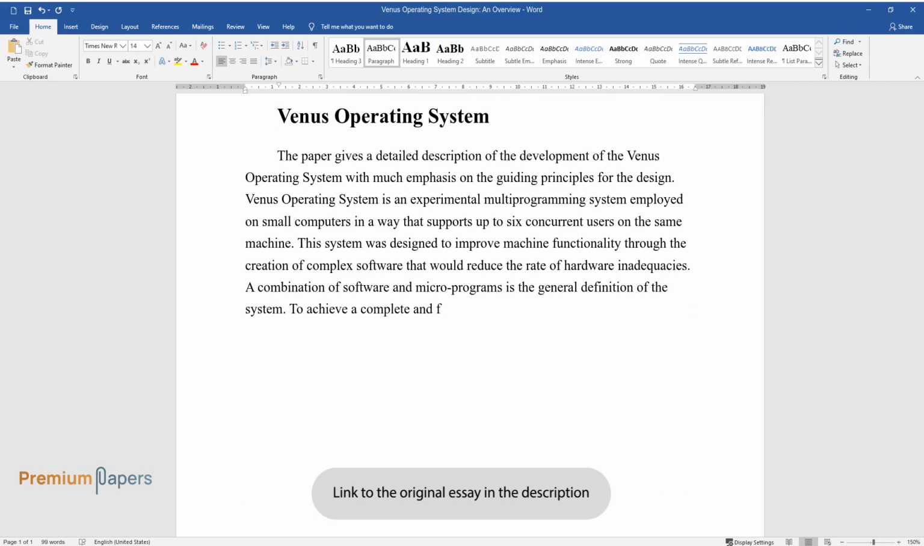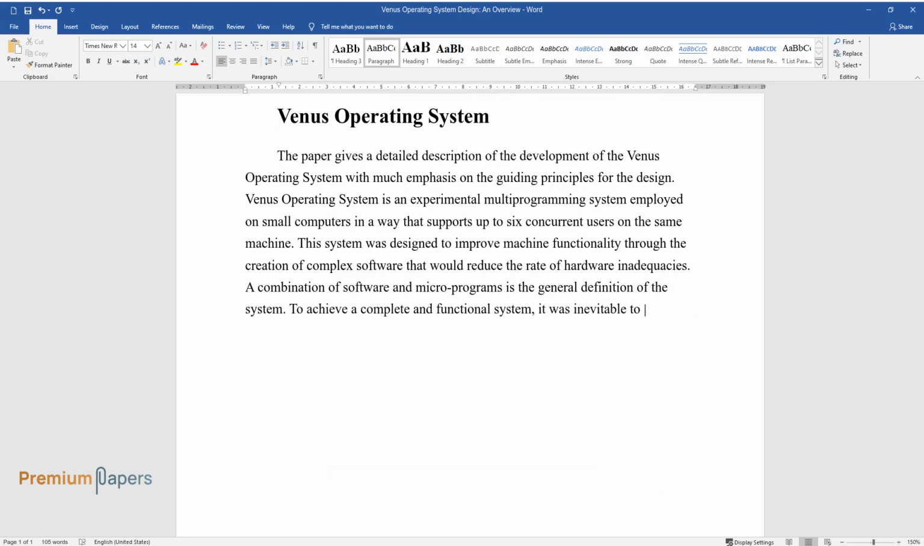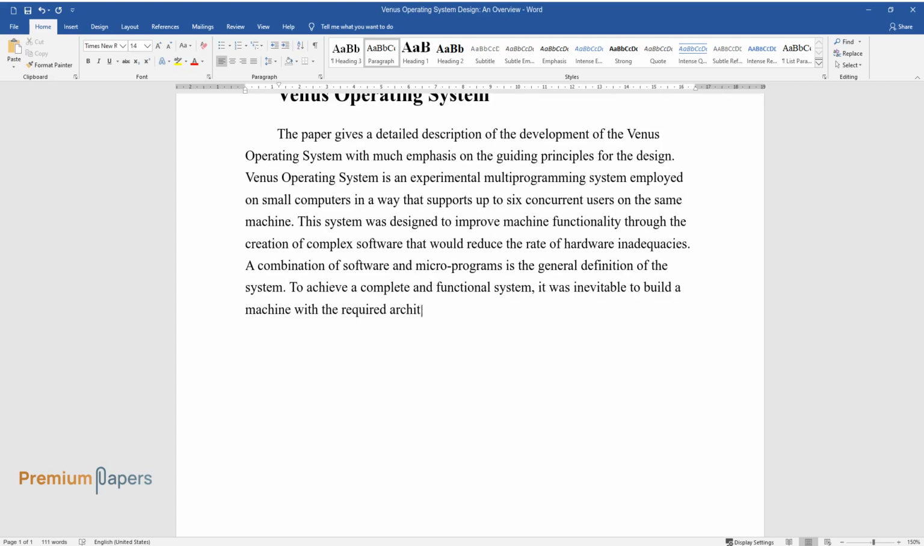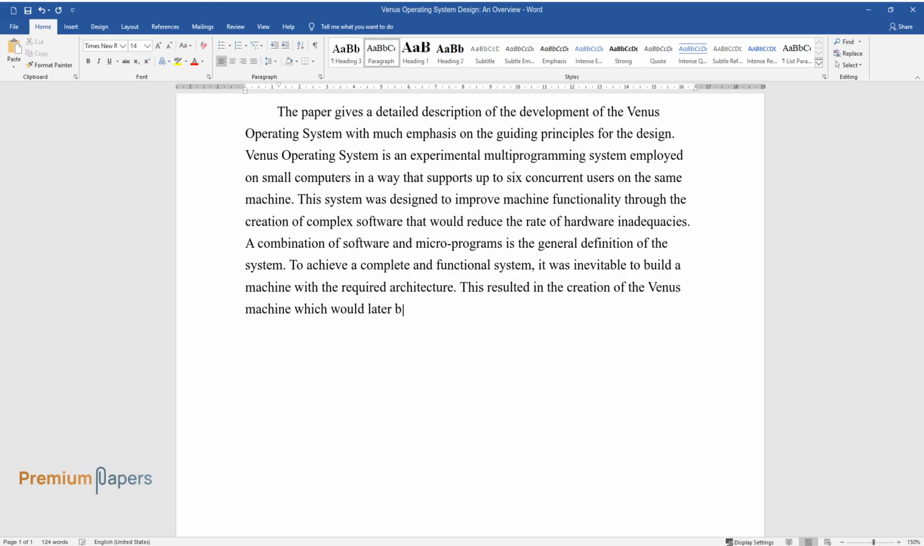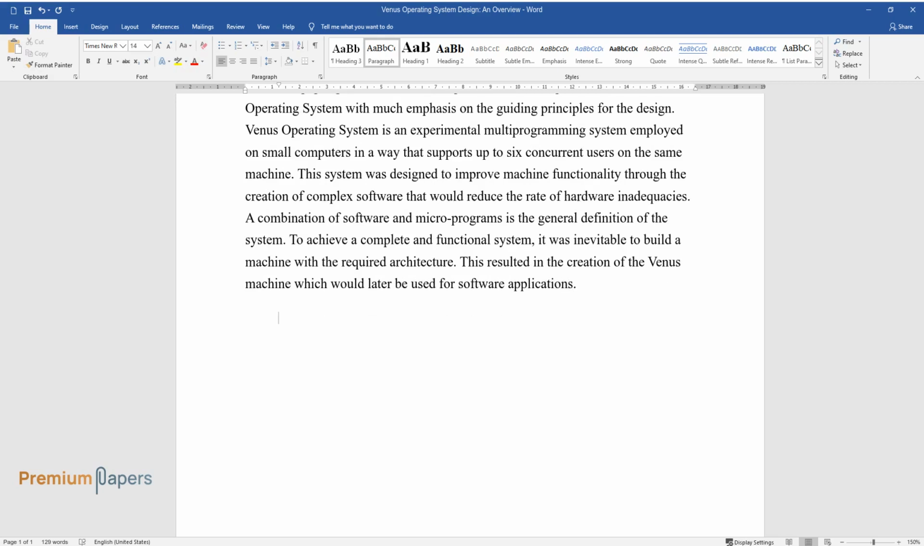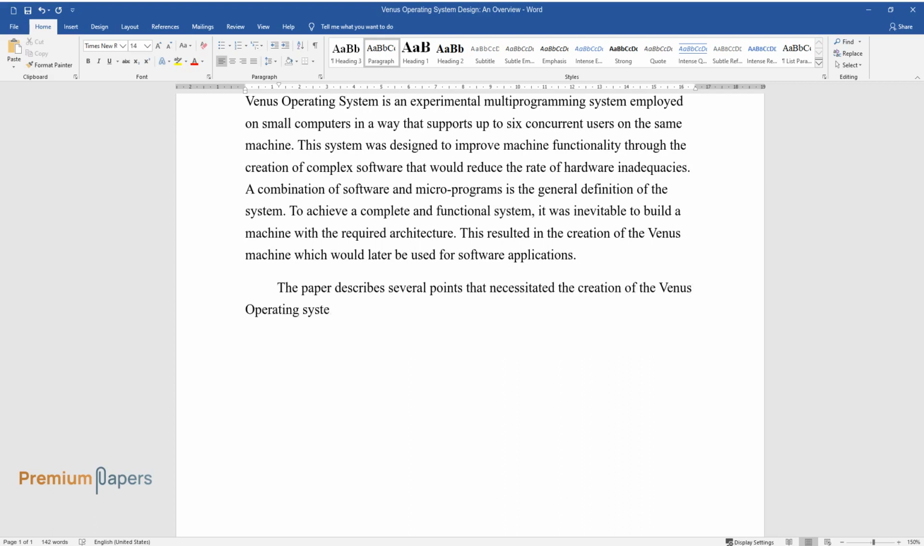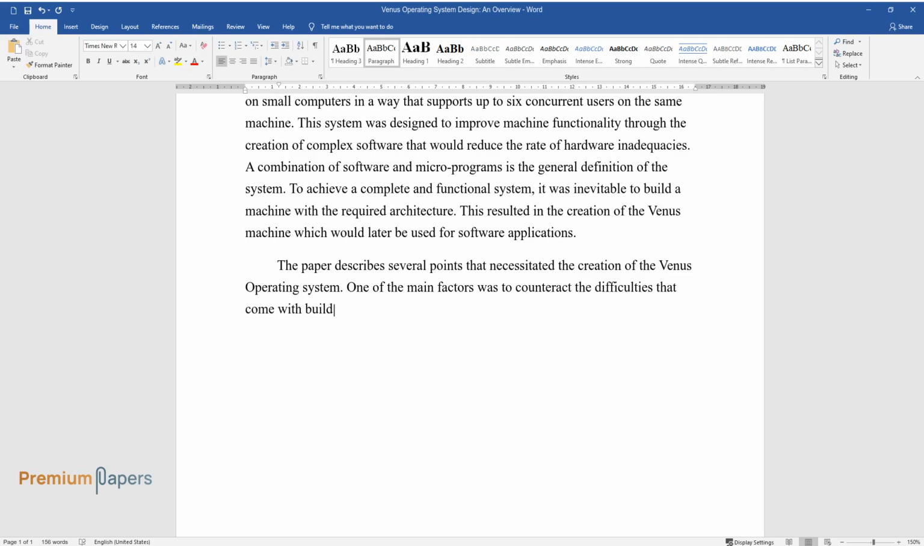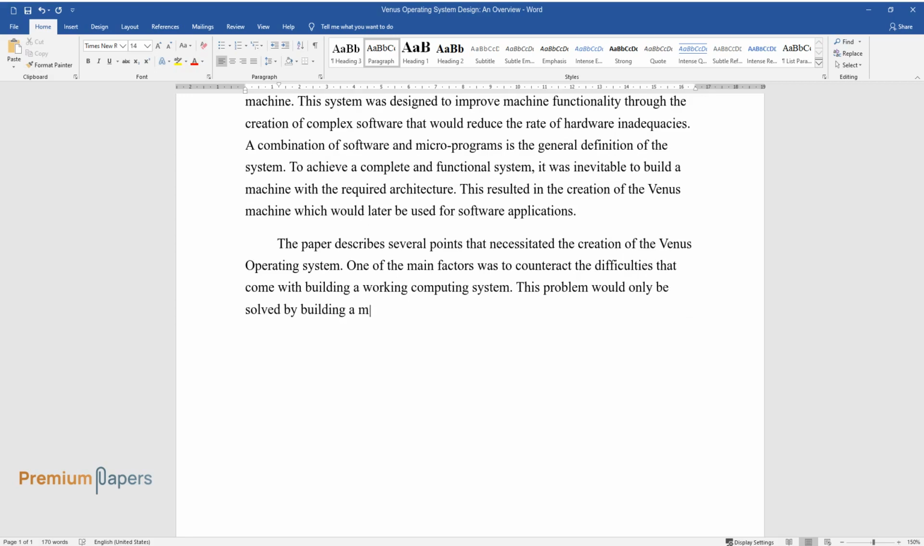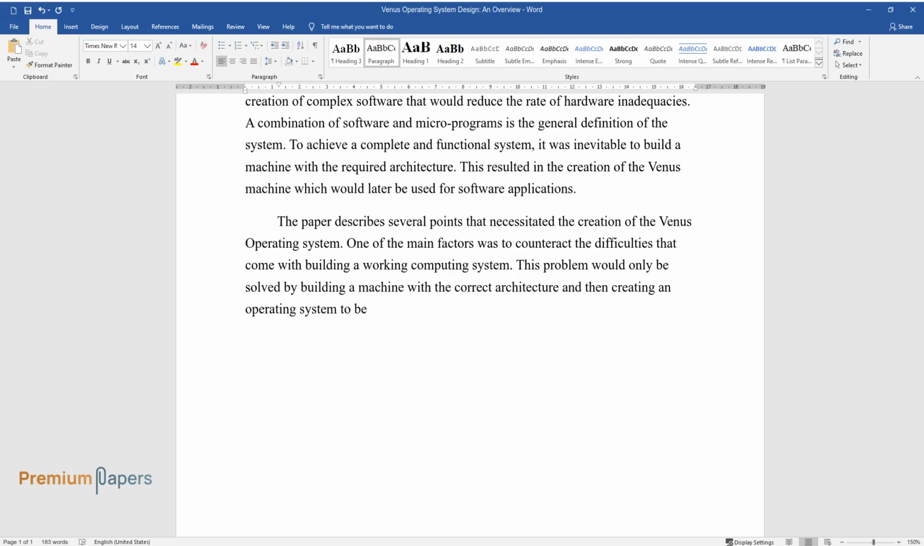To achieve a complete and functional system, it was inevitable to build a machine with the required architecture. This resulted in the creation of the Venus machine, which would later be used for software applications. The paper describes several points that necessitated the creation of the Venus operating system. One of the main factors was to counteract the difficulties that come with building a working computing system. This problem would only be solved by building a machine with the correct architecture and then creating an operating system to be used by the machine.